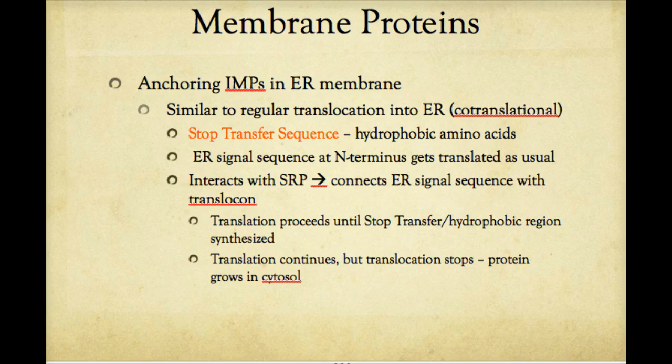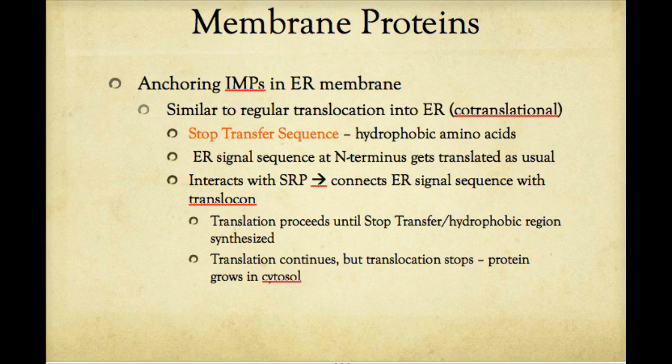Now, some IMPs have a signal sequence very similar to the ER signal sequence. But rather than saying that all IMPs have a signal sequence, we have to be careful, because some IMPs have a particular signal that's not at the N terminus. There are some IMPs that have very specific amino acid signals in other locations.